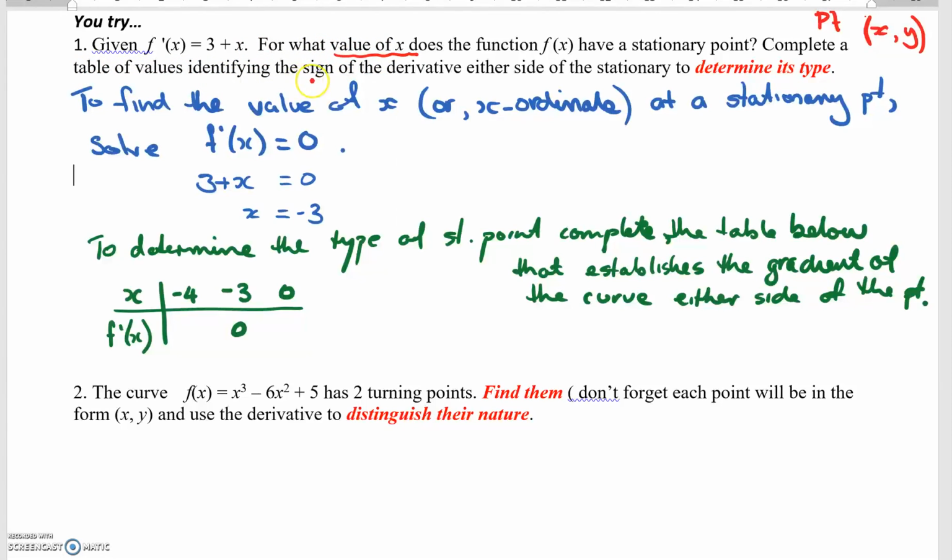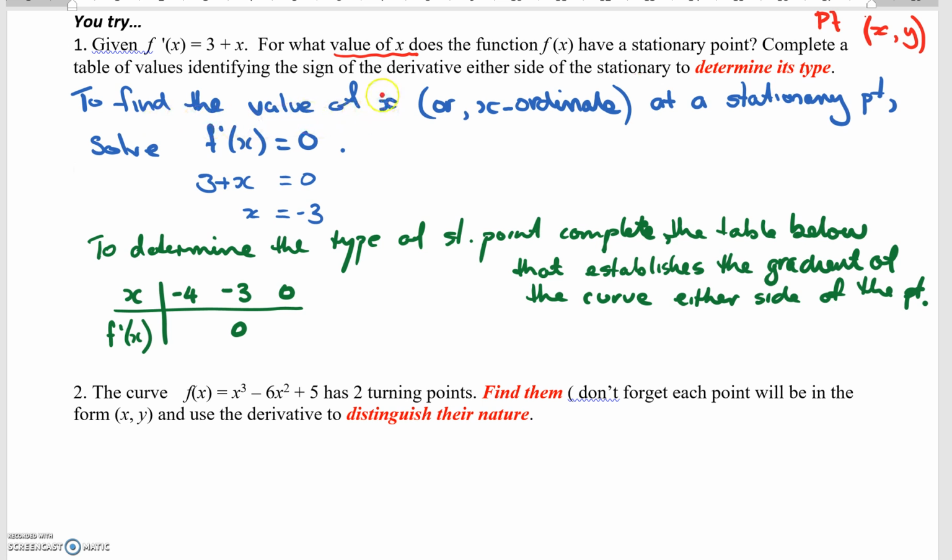Complete a table of values identifying the sign of the derivative, so it's even telling you what you need to do, the sign of the derivative, either side of the stationary point, to determine its type. Now, you might get a question that just says, given a function, find the stationary point and determine its type or determine its nature. That's a much more common sort of question. Okay, but this is, like I said, a bit of a one-off. It's really easy. Lots of the steps have been taken out for you.